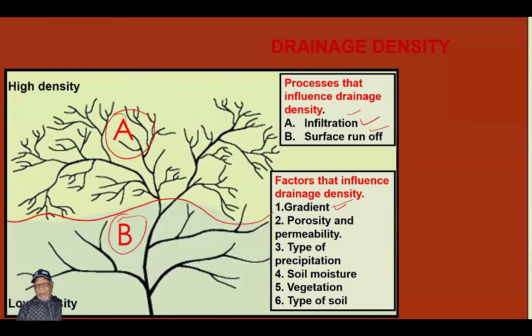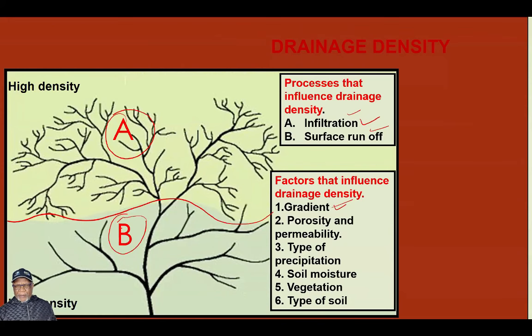But the opposite is taking place at B. At B, the area has high porosity. Because of high porosity, there is more infiltration at B. And because of more infiltration at B, there is less surface runoff. That is why at B, there is lower density. Remember we said density is influenced by two processes, infiltration and runoff. And that infiltration and runoff is also influenced by these factors.